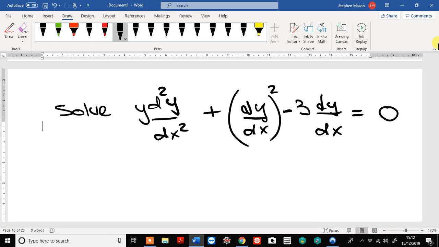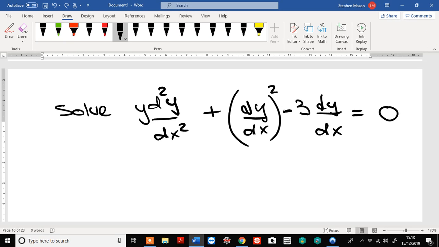Hello again. Following on from the last video, in which we solved non-linear ordinary differential equations, at least in the last two videos anyway, which were of a similar form to the one that I've stated here, but without this additional term on the end, I thought we would proceed to slightly more complex non-linear ordinary differential equations of this form.